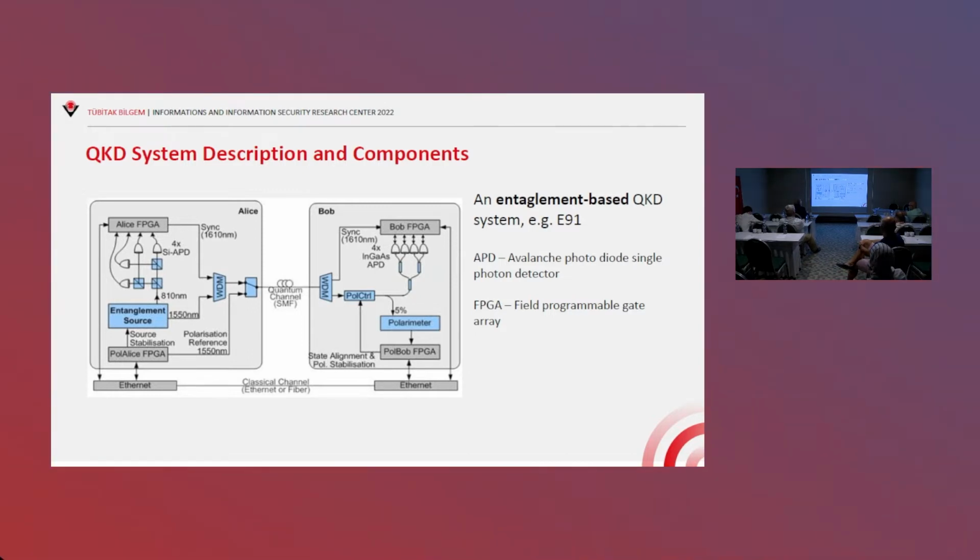Related electronics, including Bell inequality measurement circuits and detectors, are also involved, because you need to make sure that when the entangled pair of photons are generated, there's no interception, and that interception is detected through Bell state analysis. We have again avalanche photodiodes, to receive and detect single photons, and FPGAs for implementing the actual protocol. So this is an example of an entanglement-based QKD system.